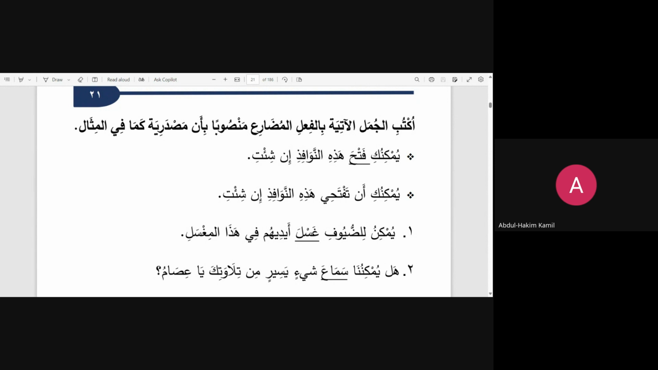Okay, we're going to get started. Everybody's going to read two sentences because we're on page 21. Al-Wahid wa Ishrin. The instruction says, "Uktub al-Jumal al-Atiya bil-fi'l al-mudari' al-mansub bi'an al-masdariyah." Write the following sentences with the fi'l mudari' that's mansub because of an entering upon it. Meaning here, what I wrote in these sentences, I wrote the masdar. So you have to change this masdar to an and the fi'l mudari'. I wrote it for you. I did the homework.